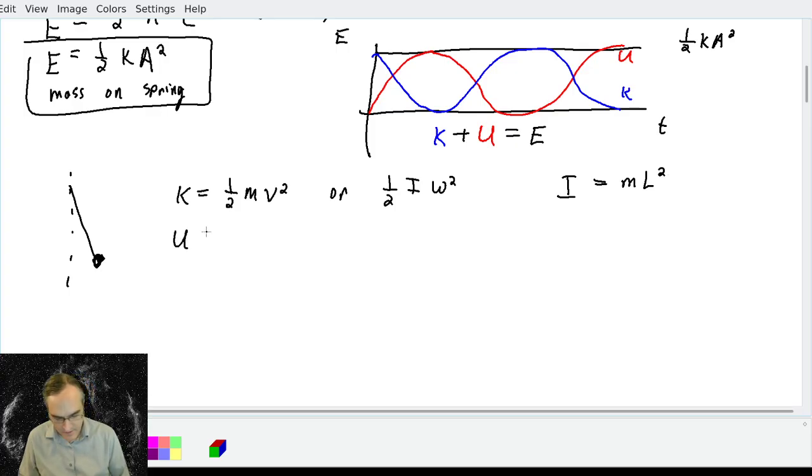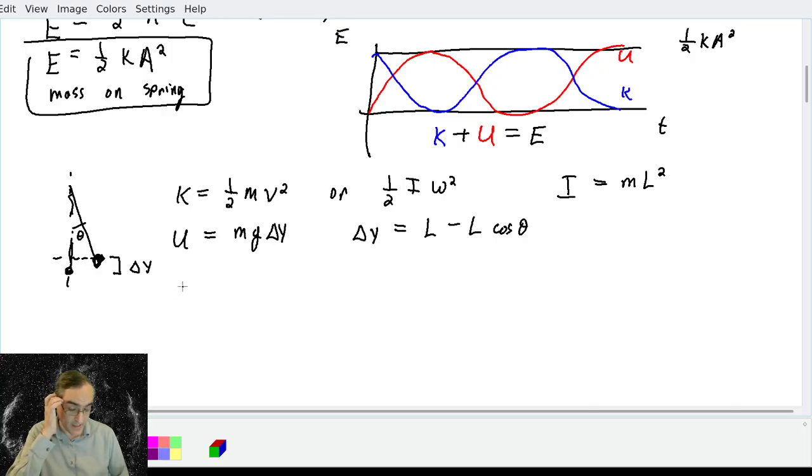The potential energy is a bit more interesting because the ball would be down here initially, and then it's risen above that point. So we actually care about this delta y. So we'd have an mg delta y. The delta y, if we think about it carefully, is equal to the length minus the length times cosine of the angle we're at.